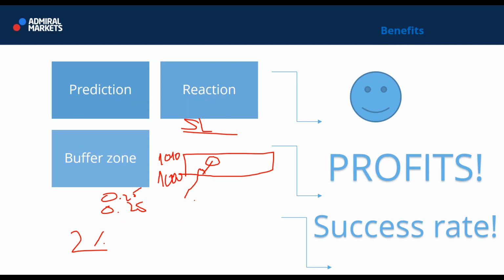Sometimes it will happen that price gets in the zone, but it doesn't get further in the zone. It is rejected instantly. For example, it happened today with my euro dollar trade. I traded euro dollar and my zone was, I think, 2030 to 2040, or it was 2035 to 2045, and my stop loss was 2015.